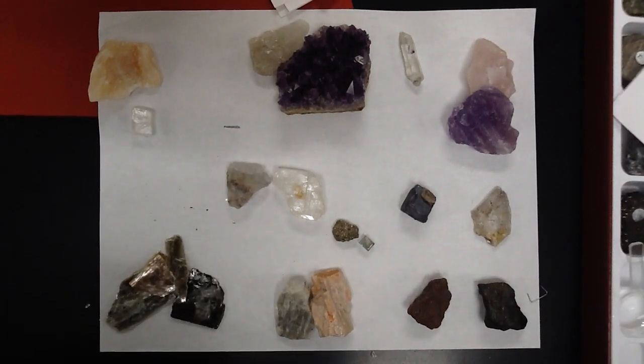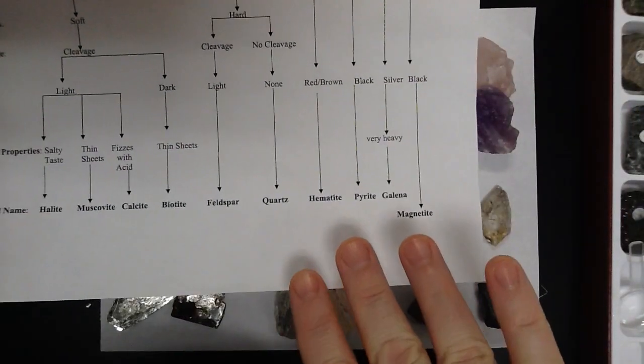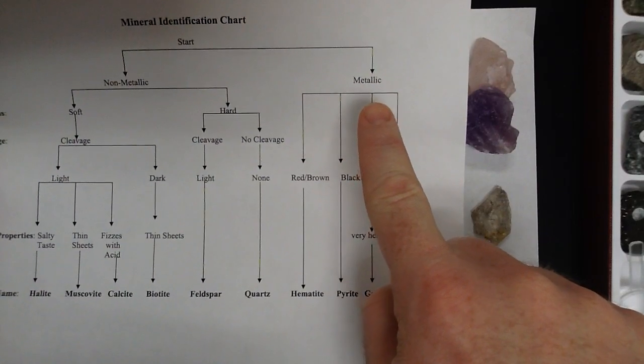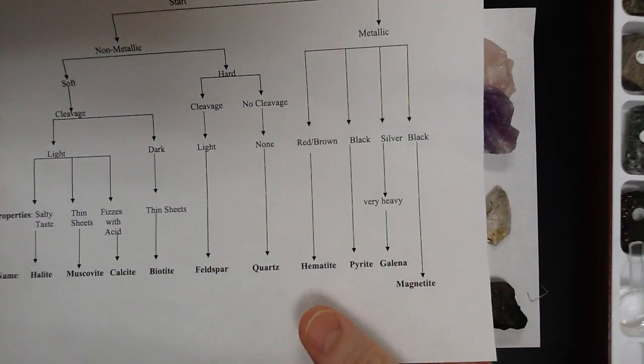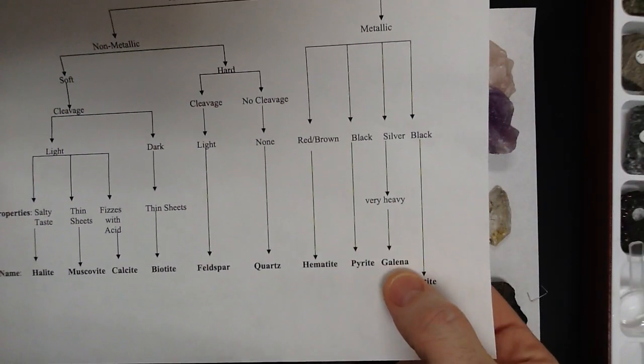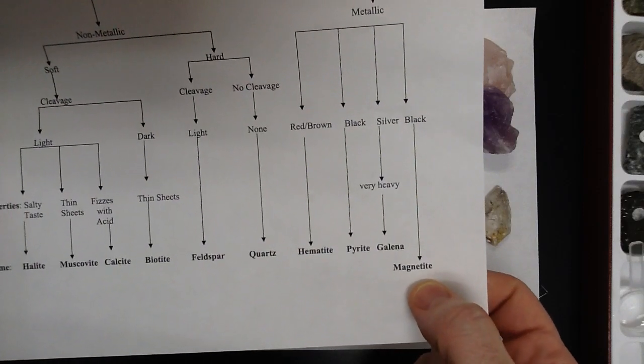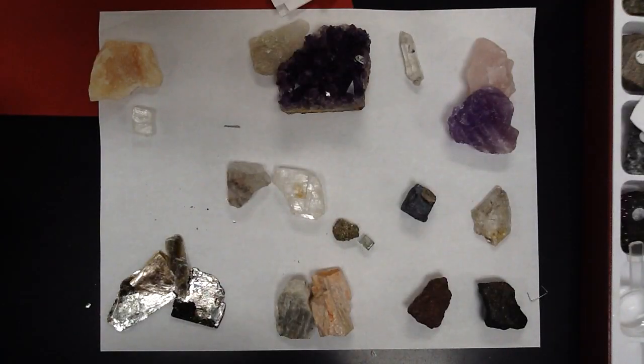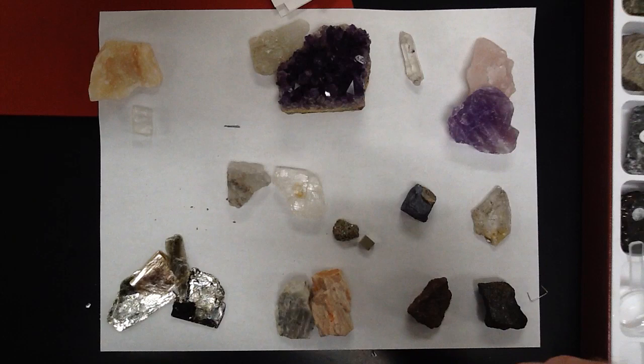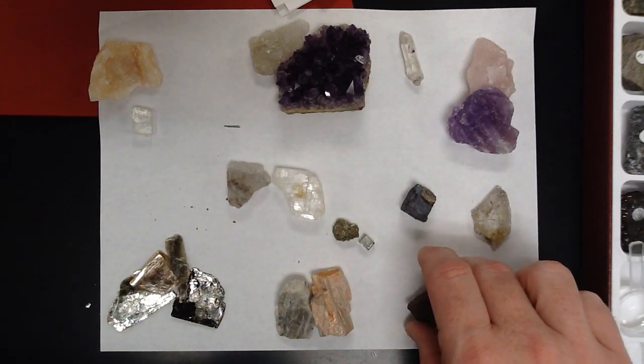Okay, moving on. I have 4 left. These are going to be my metallic elements. So I'm going to go through hematite, pyrite, galena, and then magnetite. Almost done.